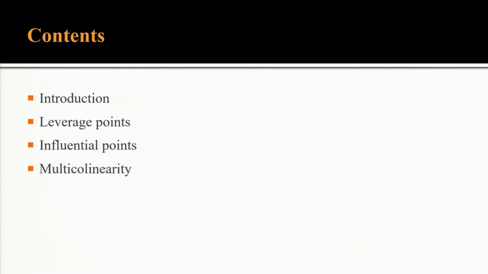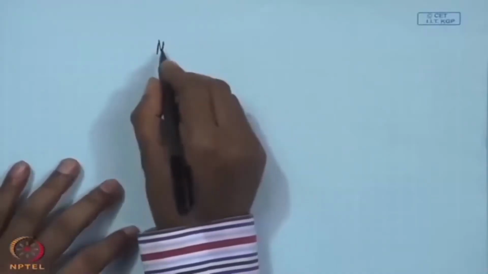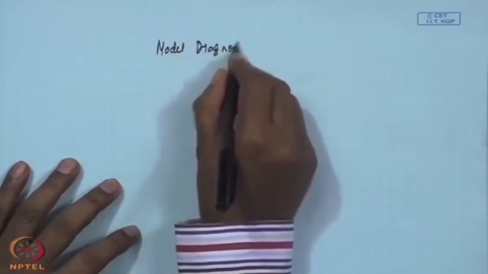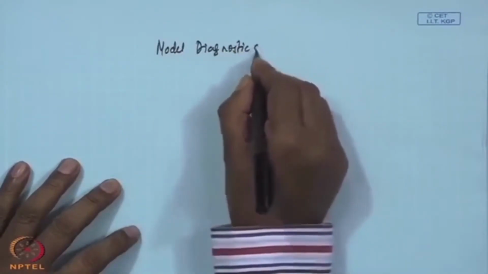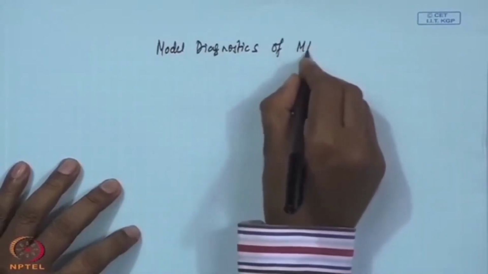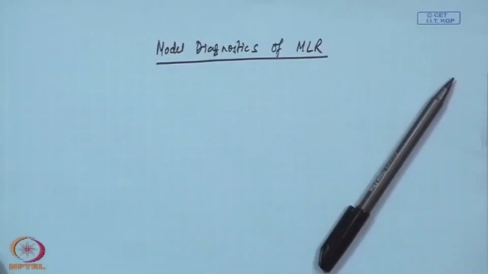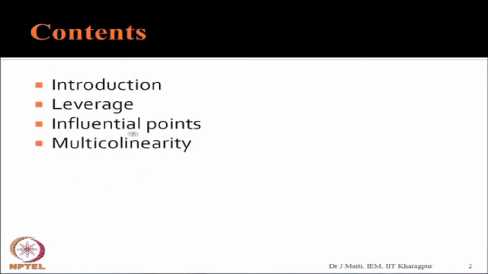Go to the next slide. So, we will now start model diagnostics of multiple linear regression. Under model diagnostics, what are the issues we will be covering? Leverage points, influential points, and multicollinearity.